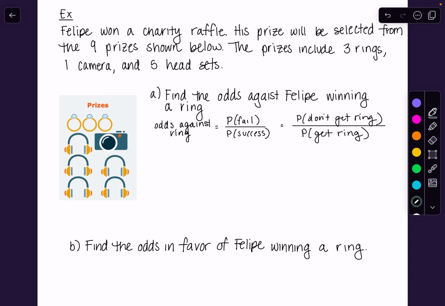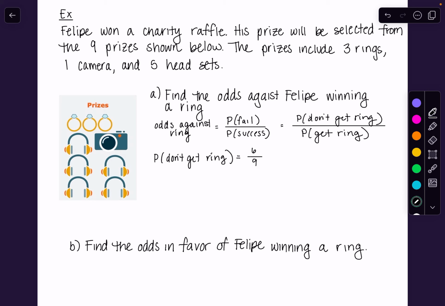So I want to calculate these 2 different probabilities, okay? So starting with our probability of not getting a ring. Looking at our depiction of all of these, we have 1, 2, 3, 4, 5, 6, or really going back up here, 1 camera, 5 headsets. There are 6 out of 9 possibilities that result in us not getting a ring. So our chance is 6 out of 9.